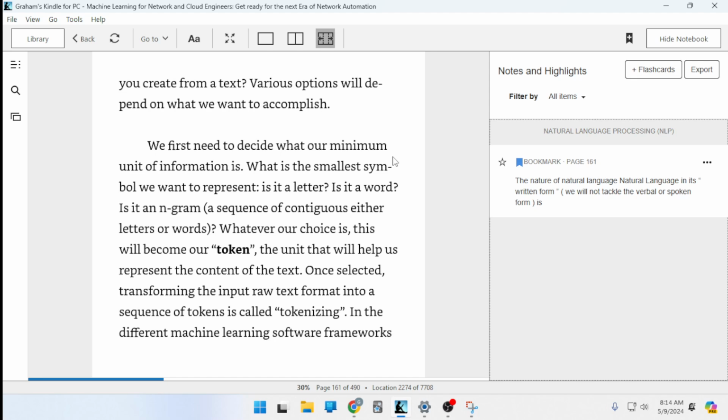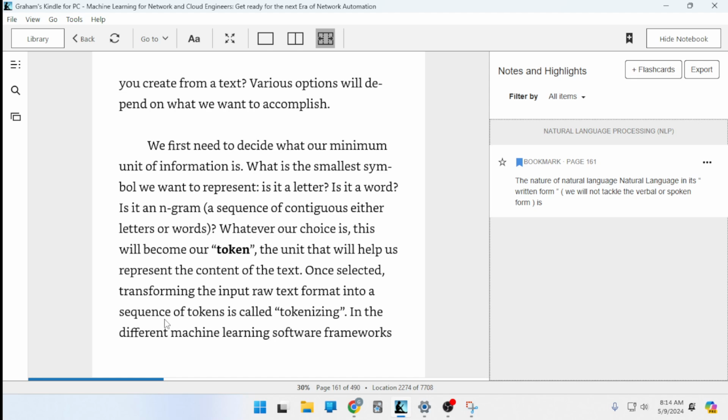We first need to decide what our minimum unit of information is. What is the smallest symbol we want to represent? Is it a letter? Is it a word? Is it an n-gram, a series of continuous either letters or words? Whatever our choice is, this will become our token, the unit that will help us represent the context of the text. Once selected, transforming the input raw text format into a sequence of tokens is called tokenizing.